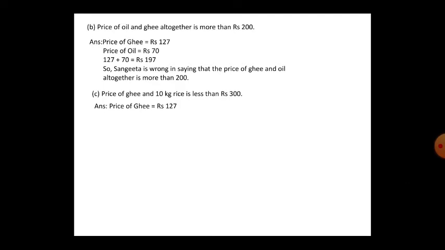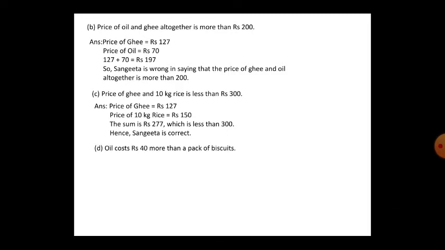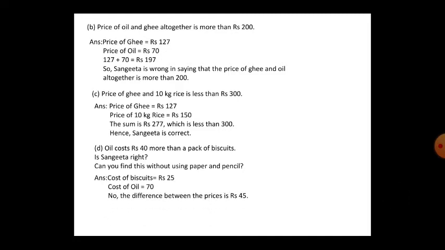Price of ghee and 10 kg rice is less than rupees 300. Price of ghee is 127. Price of 10 kg rice is 150. So the sum is 277, which is less than 300. And Sangeeta is correct. So like that you have to do for this also.